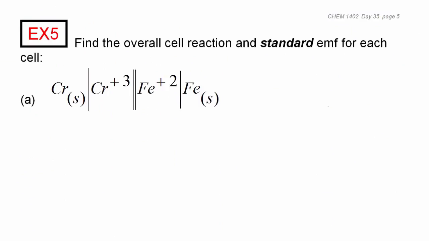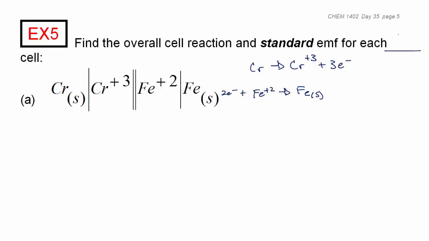Find the overall cell reaction and standard EMF for each cell. Okay, so let's see if we can break it up into its half reactions. Look up the standard E cell for each half reaction and add them up to get the overall standard EMF for the cell. So you have chromium going to chromium 3 plus, add electrons on the most positive side. You have iron 2 plus going to iron solid, add 2 electrons over here.